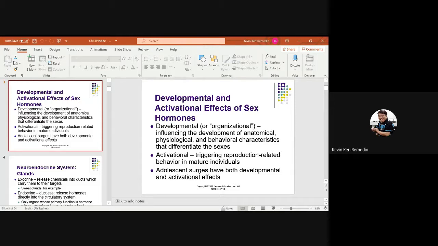Adolescent surges have both developmental and activational effects. The work of the sex hormones intensifies during adolescence. That is why adolescence is the peak of growth or development, because that is where the work of the sex hormones intensifies. All right?